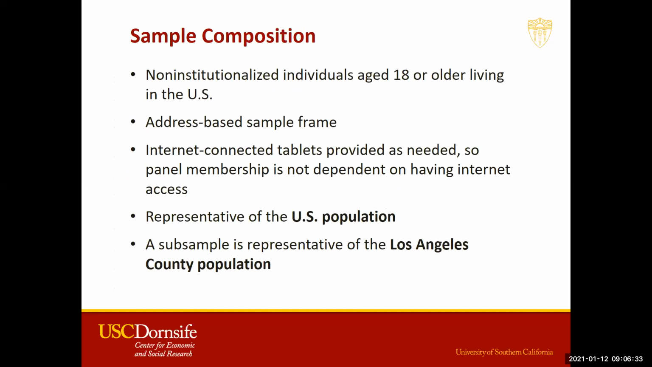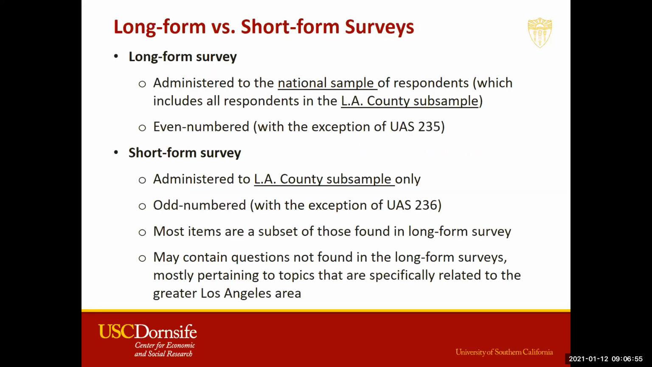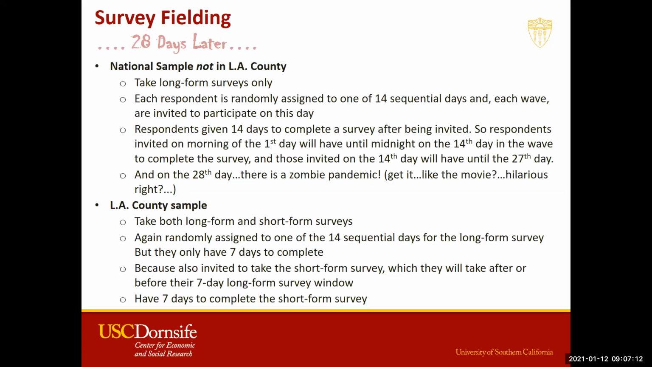And here's a quick rundown of the sample. The big takeaway right now, I think, for the purposes of this webinar is we have a sample that's representative of the US population, and also a subsample of this that is representative of LA County. There are 2 COVID surveys administered each wave. The long form survey is administered to the entire national sample, which includes the LA County subsample, and the short form, which is given to the LA County subsample only.